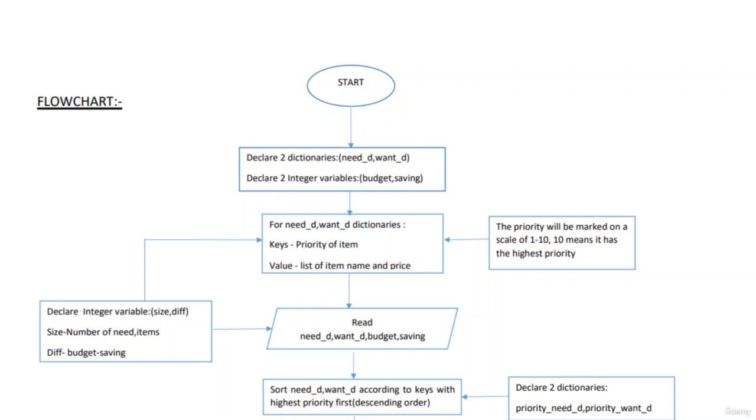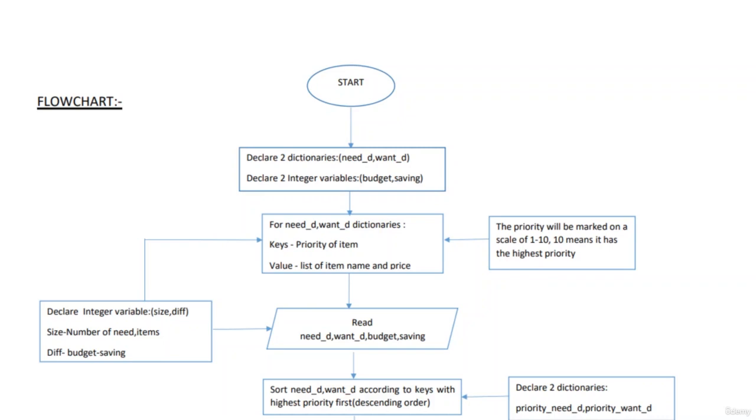Initially the user will start the function. There will be a function called start, and whenever he calls it, it will create two dictionaries and two integer variables. The two dictionaries are needs and wants. The basic motive of this project is that the user will have needs and wants. Needs are the ones he wants for sure, and wants are optional ones; if the budget is still there, he can buy the wants. The next two integer variables will be budget and savings.